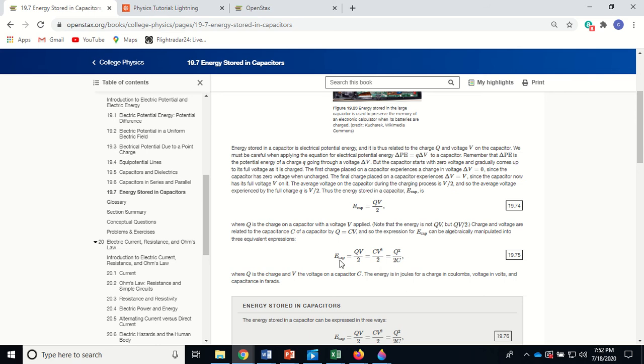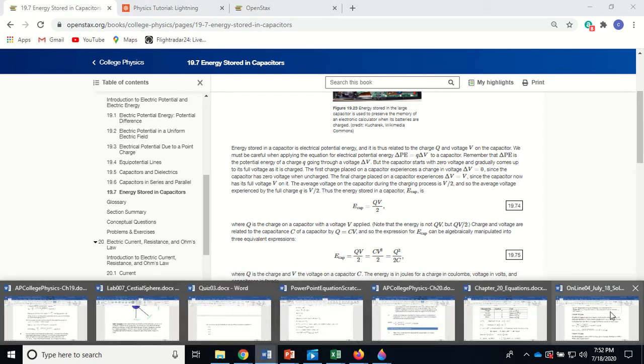So the energy stored in the capacitor: if you know the charge, the voltage, or the capacitance, you know 2 out of 3 of those, you could find the energy stored in the capacitor. Okay, so it's those equations right there.